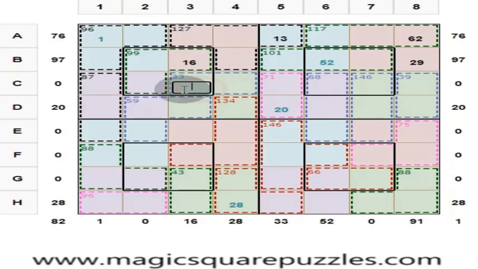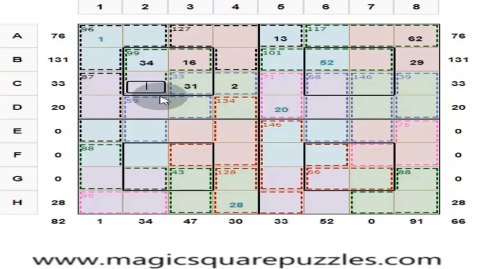What is this number? These 3 numbers are 99, and we know these 4 numbers are 130. 130 minus 99, 31. If this is 31, this is 2. Then these 3 numbers are 96. We know these 4 numbers are 130. This is 130 minus 96, 34.